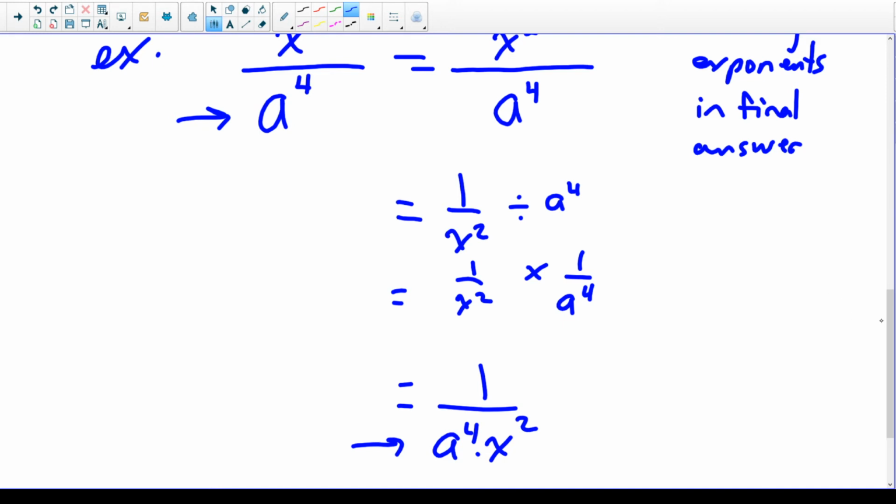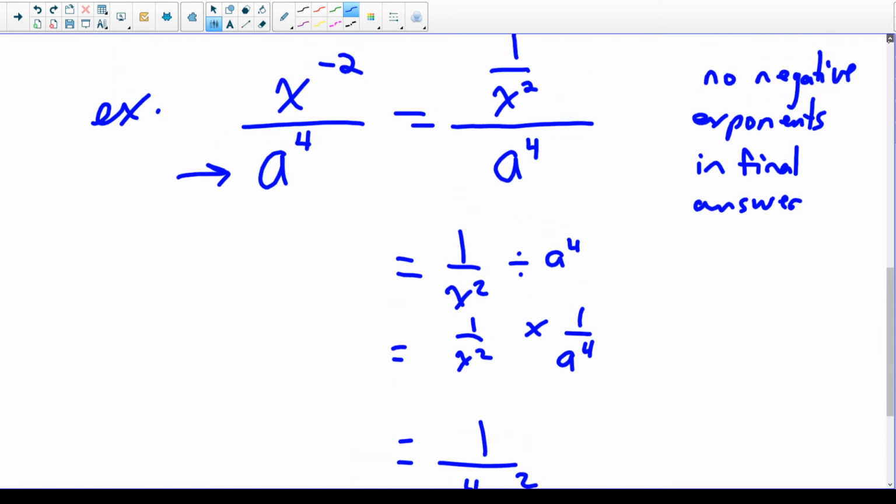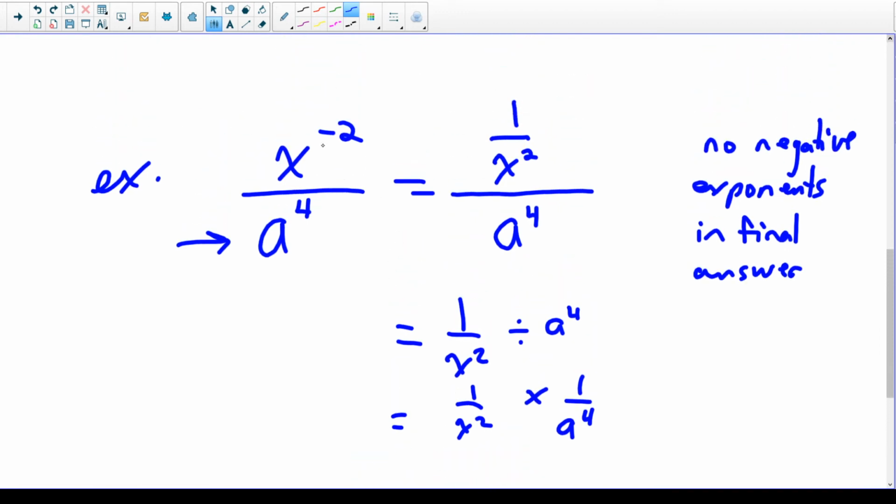Okay? So we did flip the x to the negative 2. It became 1 over x to the 2. Then we rewrote it as a division with a fraction involved. That makes it look like the a to the 4 flipped upside down, and it does during the division, but that just makes it join back to where it was originally, which is in the denominator.